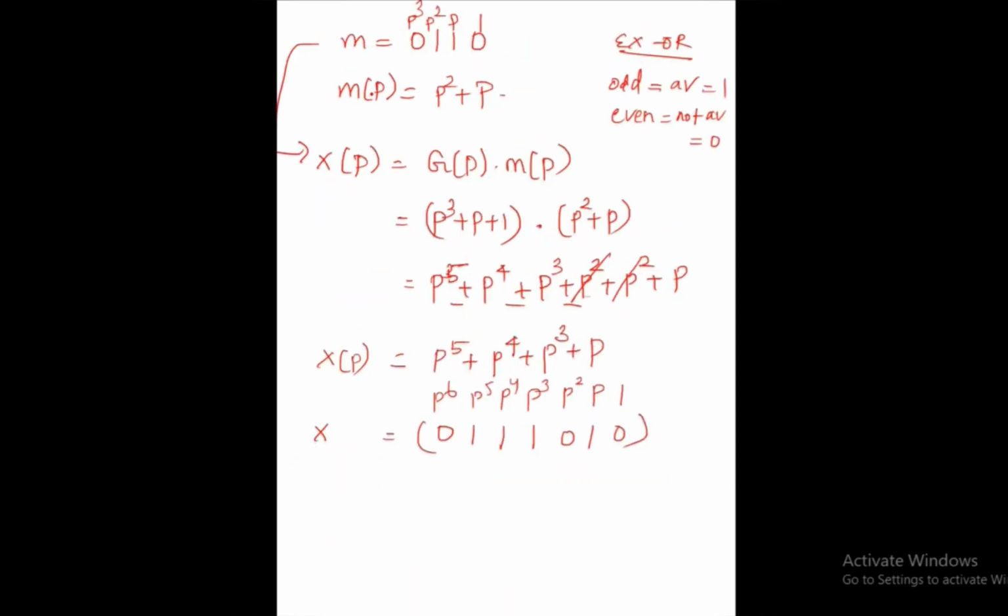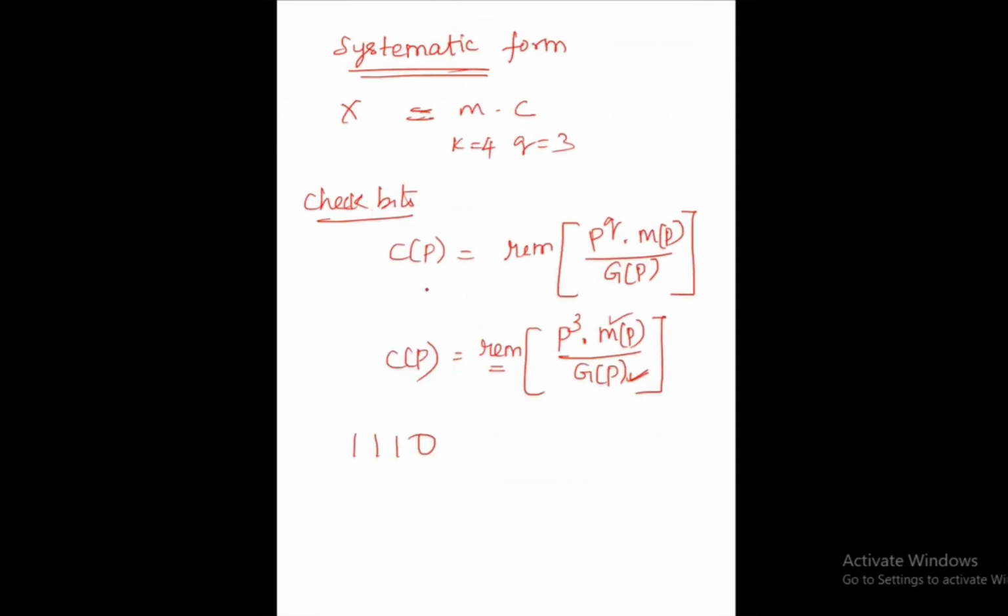For systematic code, at least we solve for 2 or 3 cases. What message sequence am I given? 1110, right? So 1110. Solve for 1010 also. For these two message sequences, please calculate the code word.